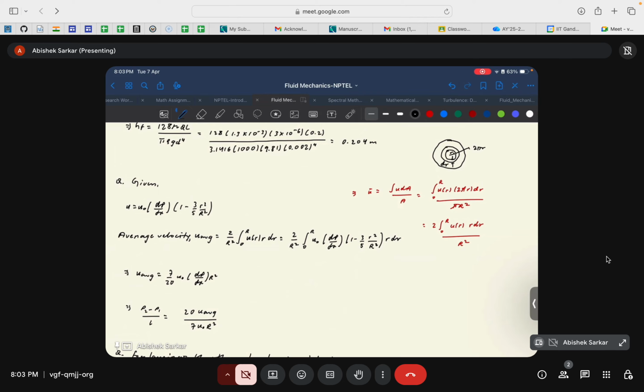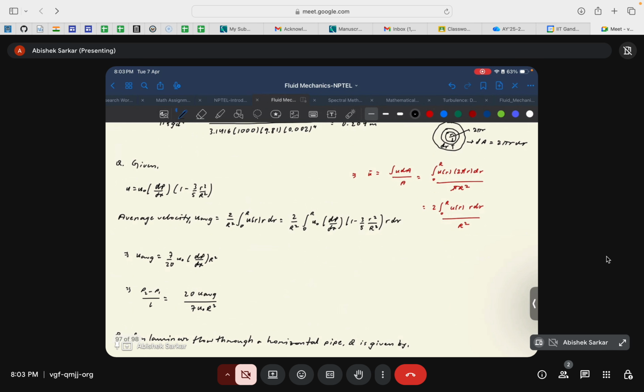Then the elemental area dA would be given by 2 pi r dr, the length times the width. This is how you get the elemental area, and the total area is pi r square, the cross sectional area. Once you do it, you will end up with this expression to find the average velocity. So now the task is very simple: just substitute the value of u of r in this expression and carry forward the integration.